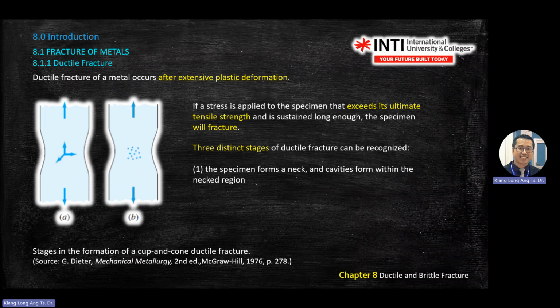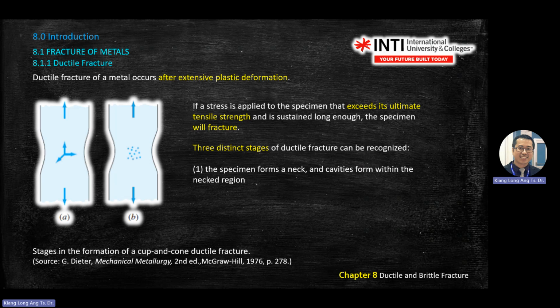So what happens when you have a plastic deformation? It will start from the center. Okay. There will be stress in 3 axes, X, Y, and Z, when you have a tensile loading. Tensile means pulling at both ends. Then there are 3 stages of how ductile fracture can happen. There are 3 processes. First, the specimen will form a neck, and reduce in area.